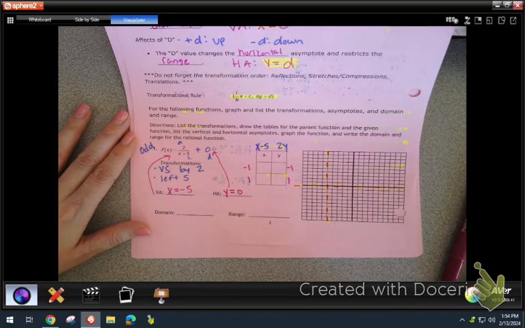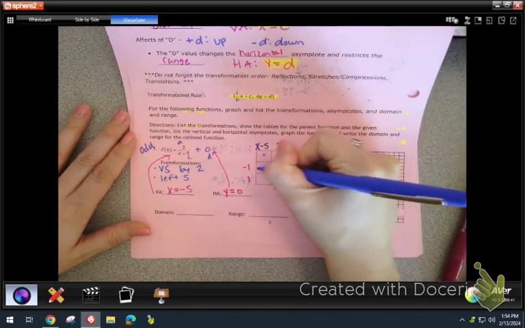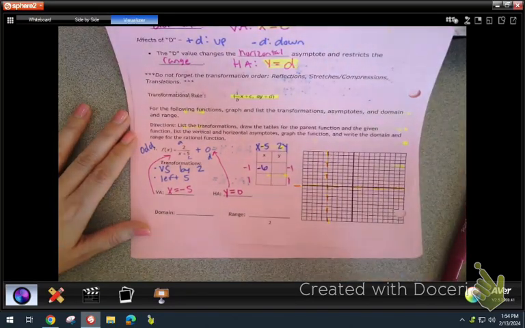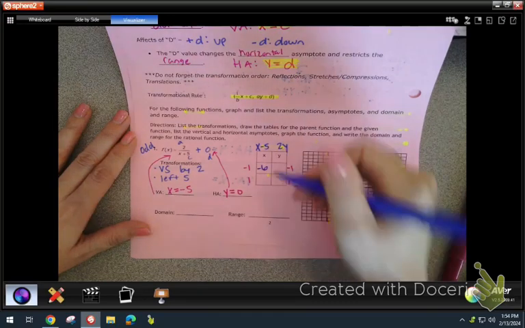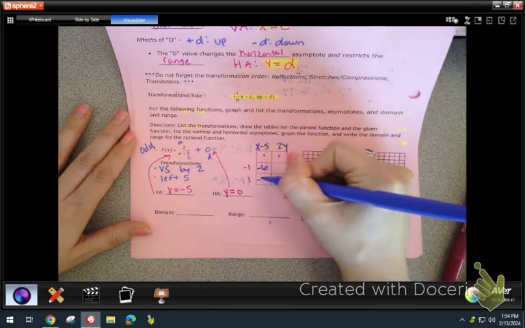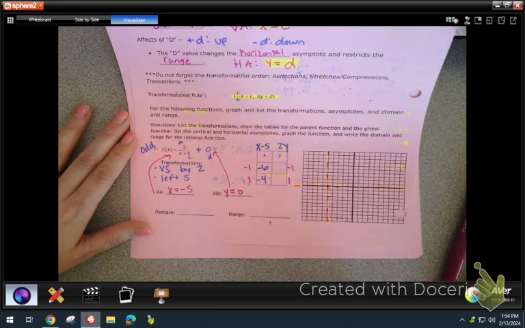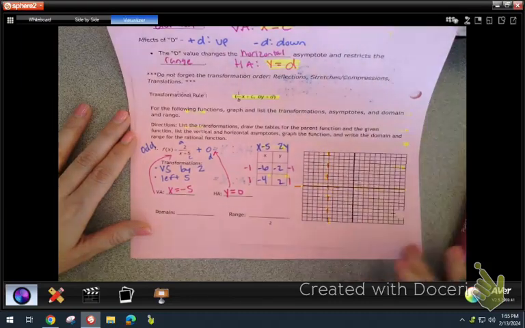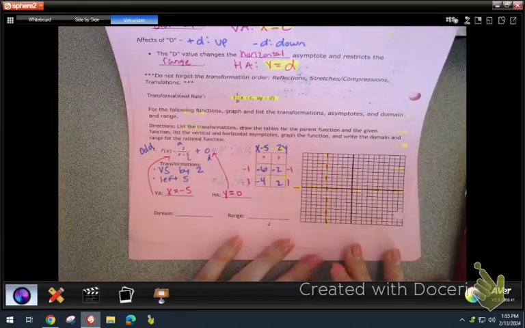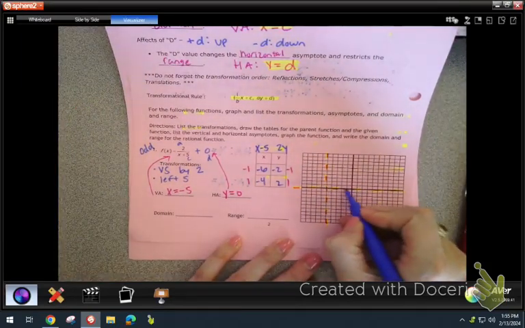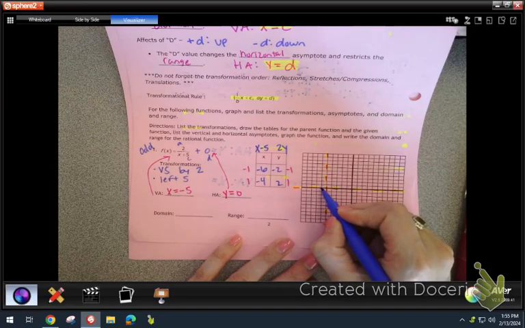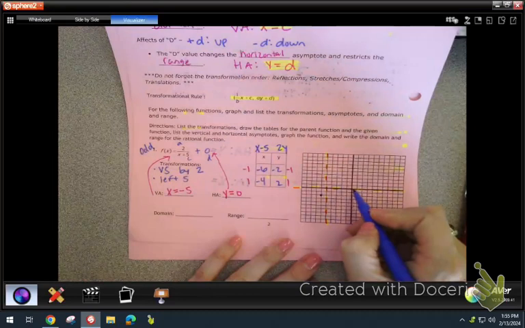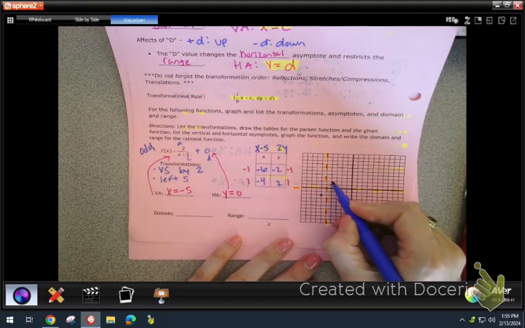So negative 1 minus 5 is negative 6. 1 minus 5 is negative 4. And then I'm going to double these, so this is -2 and +2. All right, so if I graph these, -6 is going to be 1 away from the asymptote and then 2 down. This one is left 4 and up 2.